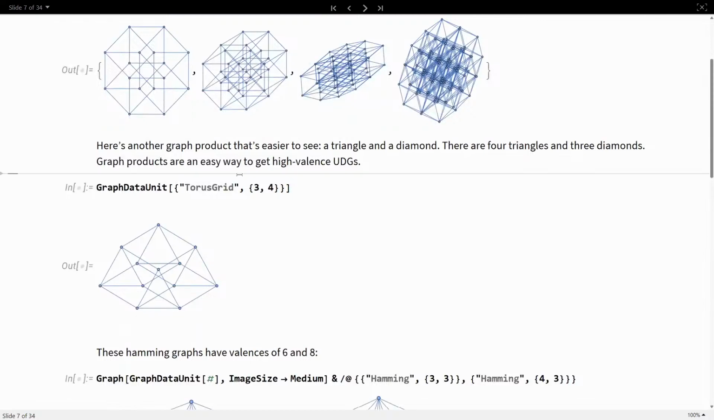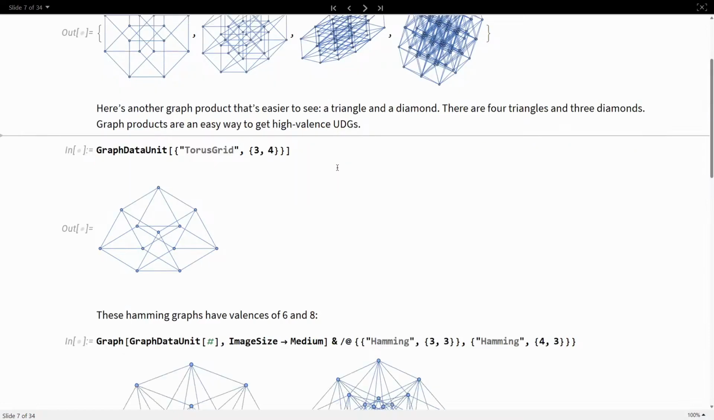Here's an easier way of seeing a graph product. We have a triangle and a diamond. And when you combine those together, you get 4 triangles and 3 diamonds. So that's a way of getting a graph product of a triangle and a diamond. And most of the unit distance torus graphs are based on that concept of a graph product.